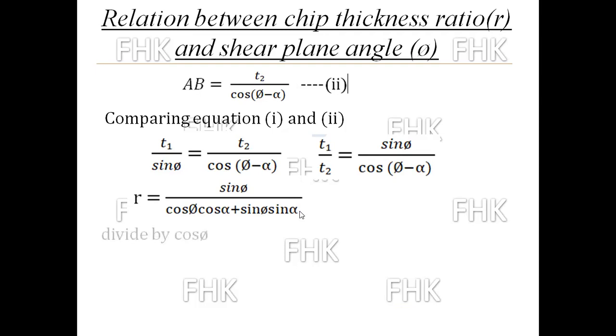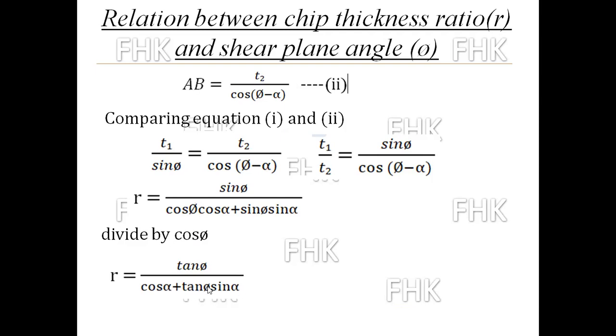Now the next step is to divide the numerator and denominator by cos φ. So sin φ divided by cos φ becomes tan φ. So r is equal to tan φ divided by cos φ cos α divided by cos φ. So this cos φ and cos φ get cancelled. The remaining term will be cos α plus sin φ divided by cos φ, which becomes tan φ, and the remaining term will be sin α. Tan φ sin α.